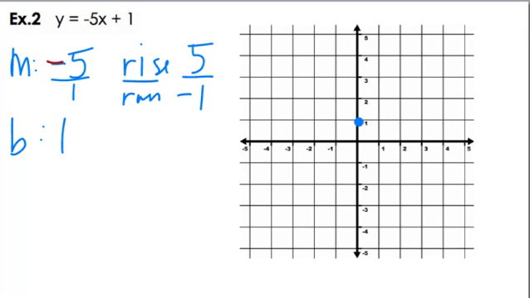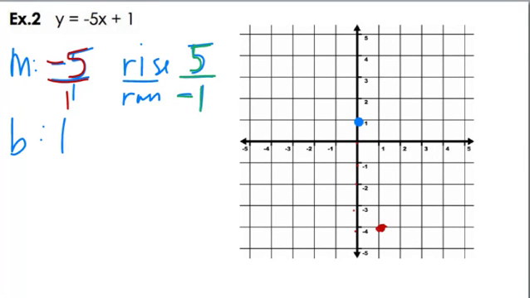So if I want to have -5 as my rise, I would go down 5. 1, 2, 3, 4, 5 to the right 1. So this would be an option. Or, color coding this for you.